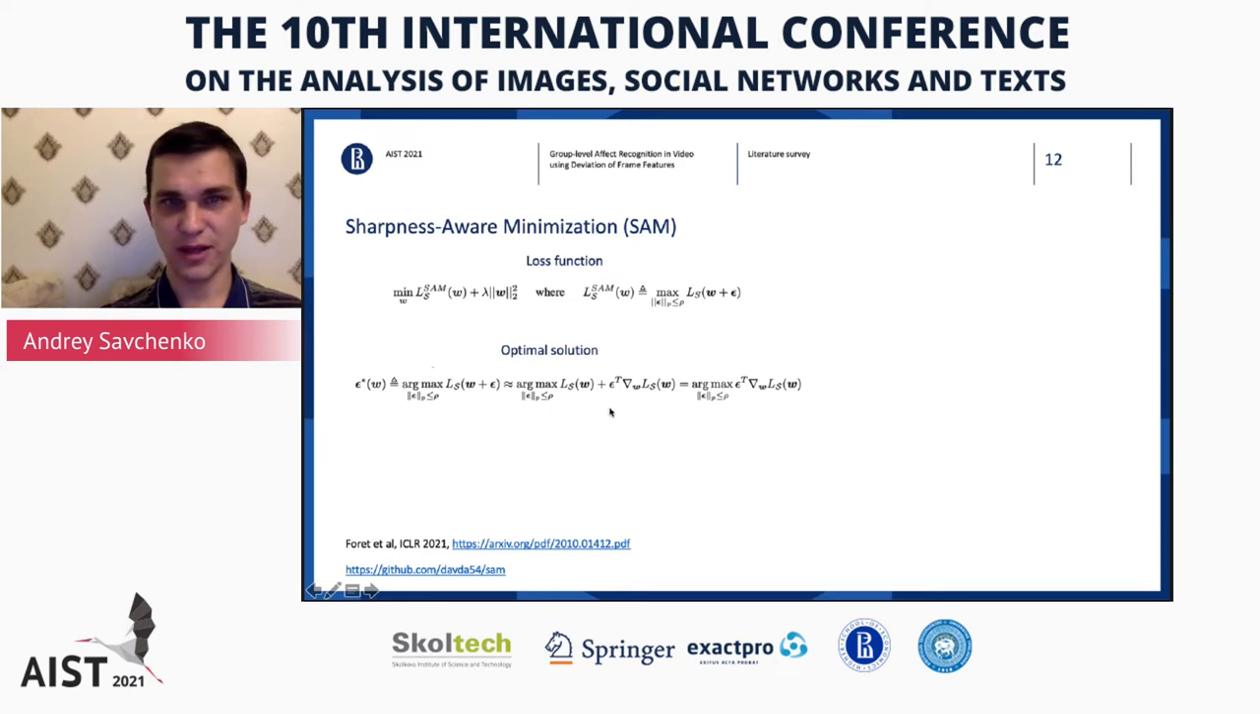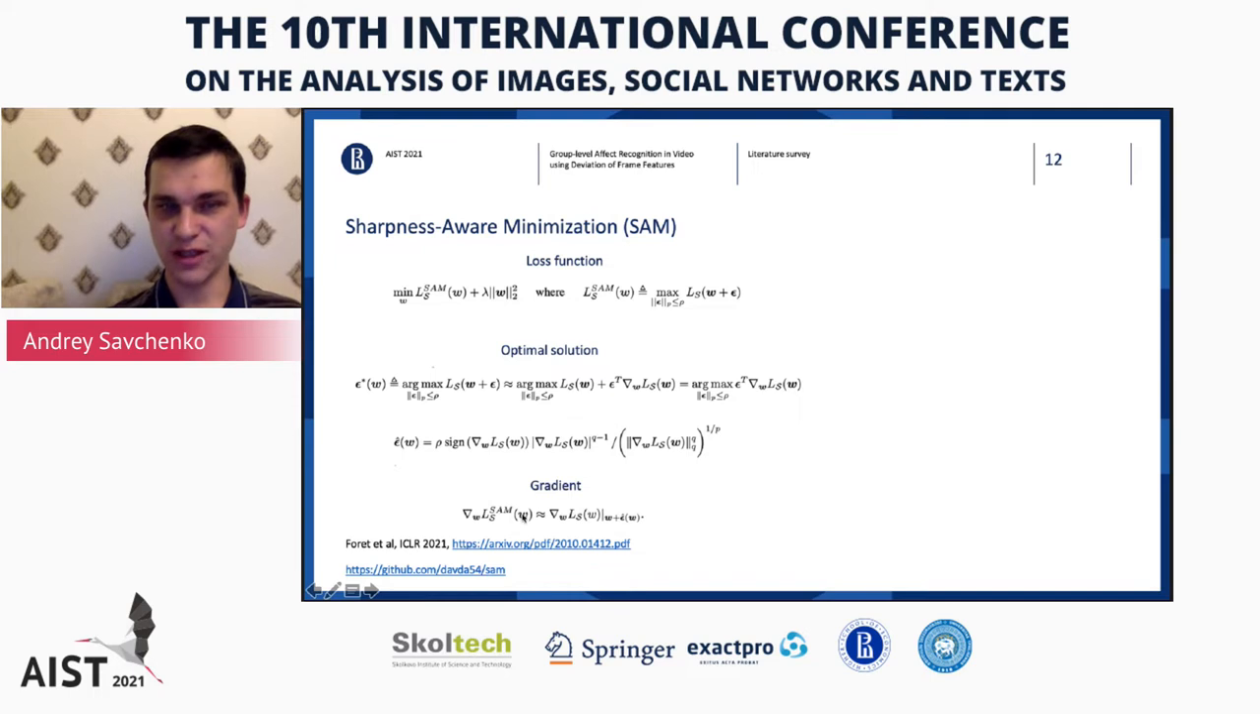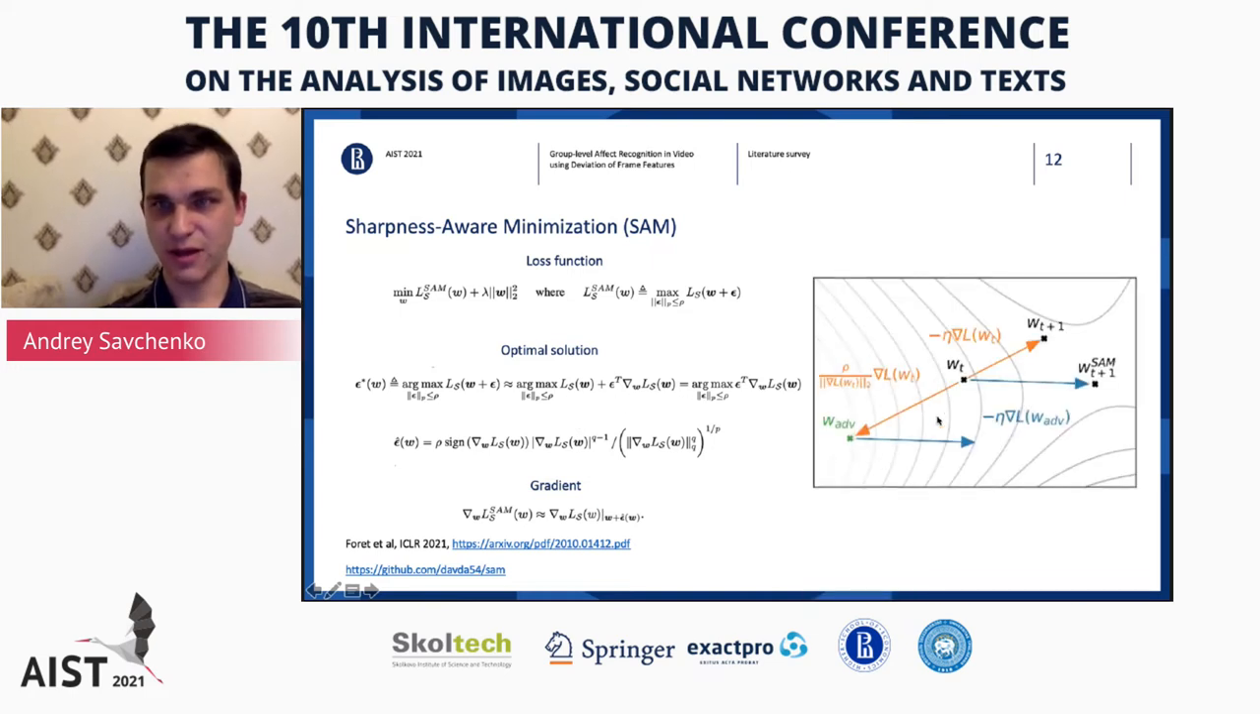You probably know that this maximum is achieved in the direction of the gradient. So if we minimize it, we need the gradient. And it's computed using this approximate equation. And here is the solution for this epsilon, which provides the maximum for this function if we use the Taylor expansion.